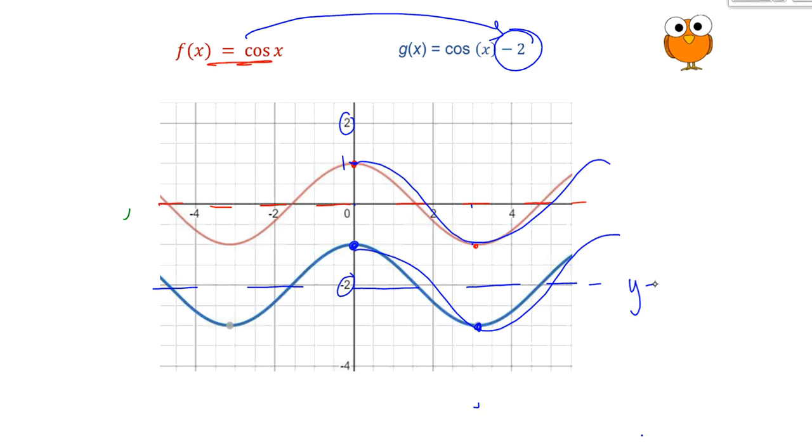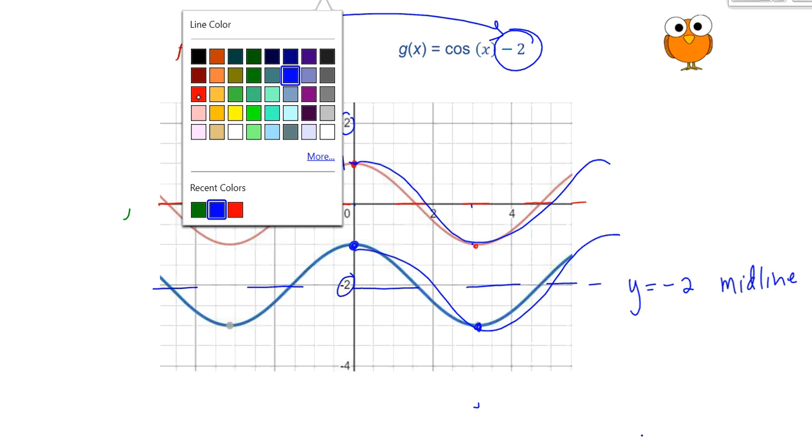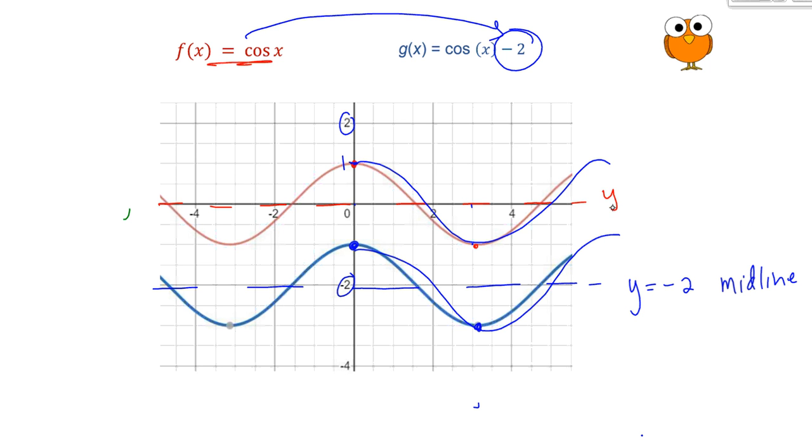So the midline here is at -2. In the original one, in a basic sine and cosine graph, the midline is at 0. Now, look at this amazingness. It subtracted 2 from the end of the graph, and my midline happened to be at y equals -2. So that's the change that's going to happen when you change that actual midline.